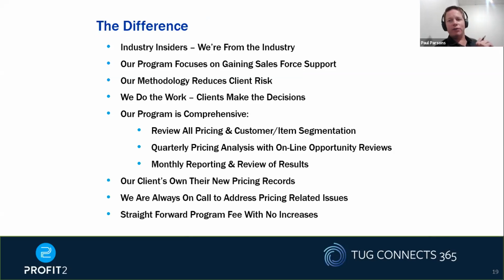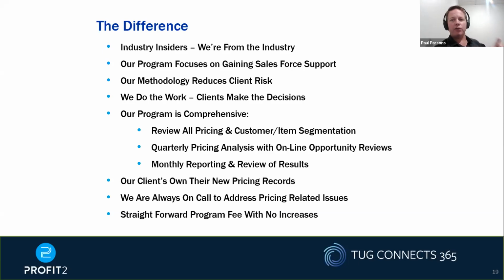It's comprehensive, so we don't have like a silver, gold, or platinum program. Everything's included for one fee, and it's a straightforward fee. Our client of 20 years still pays the same monthly fee that they had 20 years ago. We don't have inflation clauses, and after the first year, it's a month-to-month fee. It's not a long-term contract.